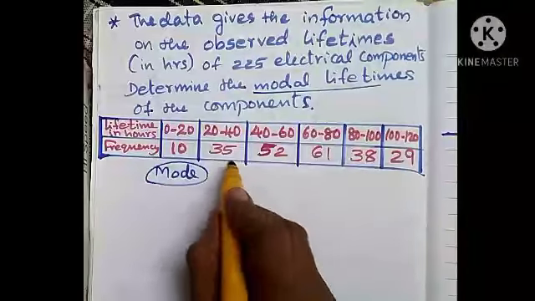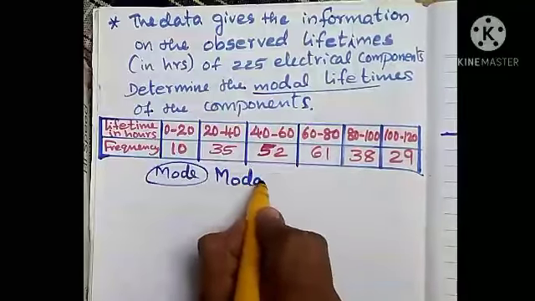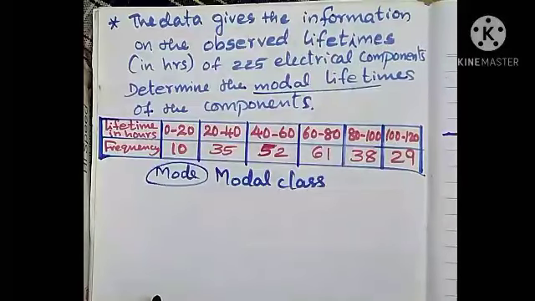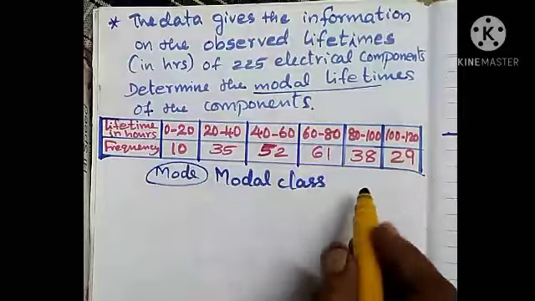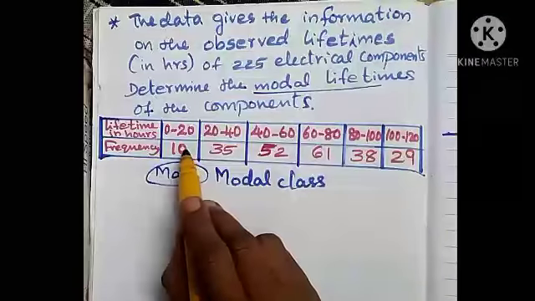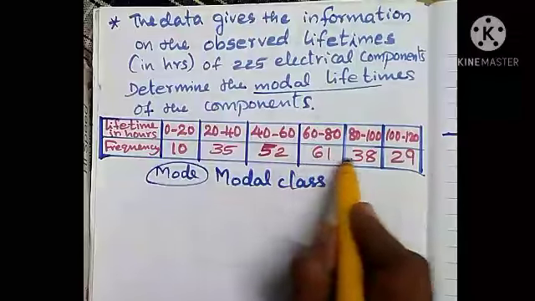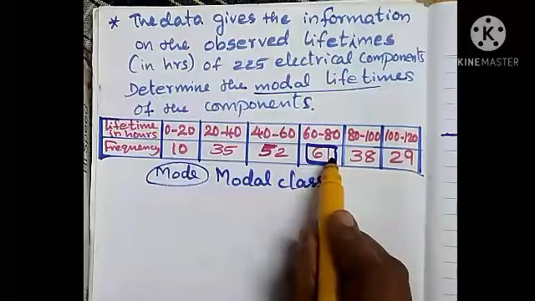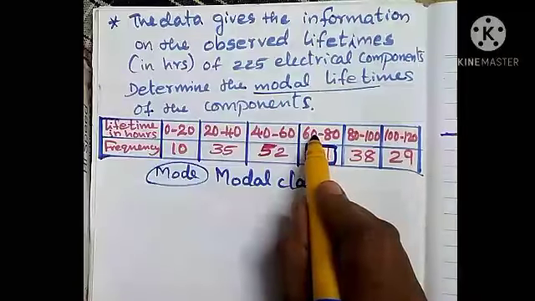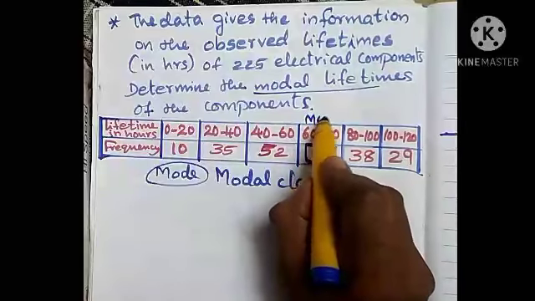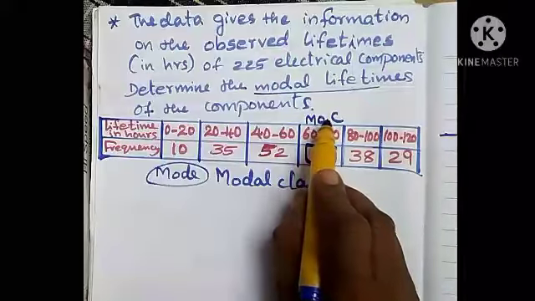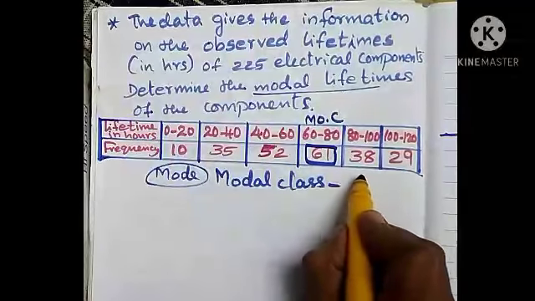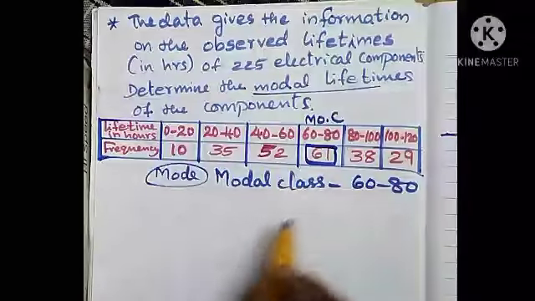Okay. So first we need to select the model class. That's the first step. Can you select the model class? How can we select it? Select the maximum frequency, the highest frequency: 10, 35, 52, 61. Here it is 61. It is the maximum frequency. So we can select the class 60 to 80. That's the model class, MOC. Now we can write the model class, which is 60 to 80.